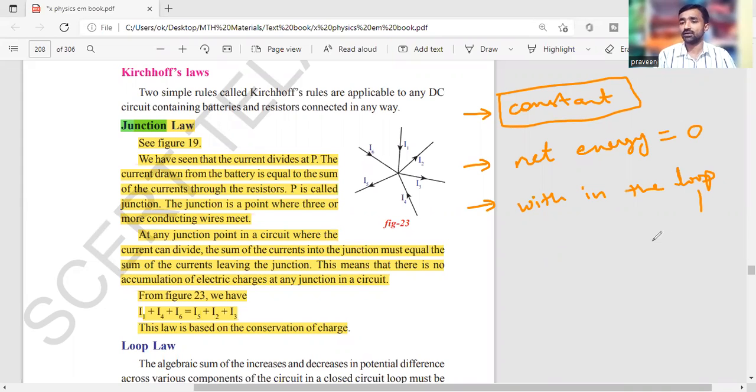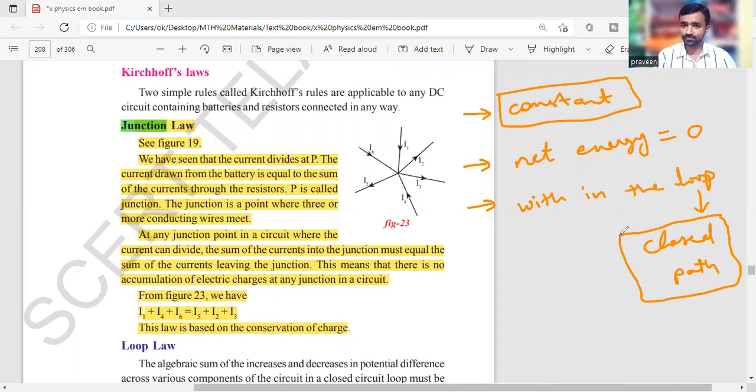So what is a loop here? A closed path of a current circuit. Simply, it is about a circuit. So a closed circuit is required, and that we are calling a loop. So you can consider any loop.